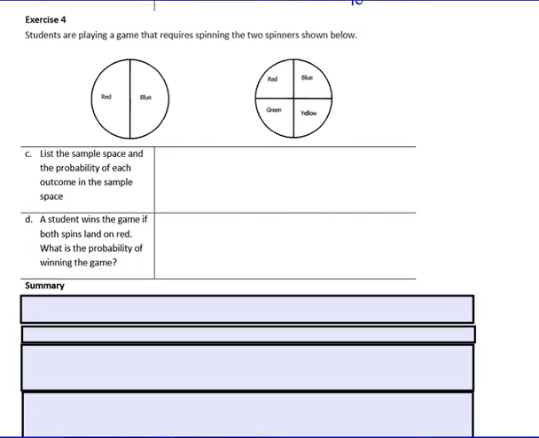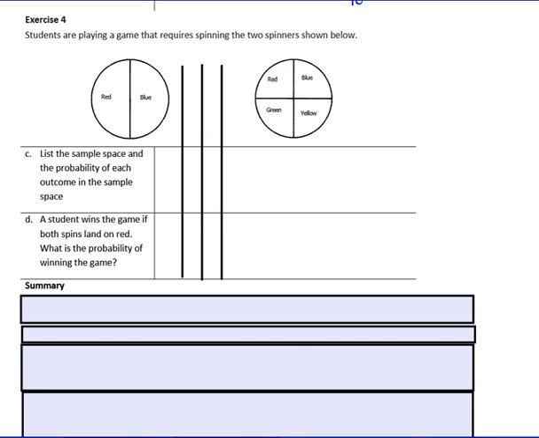Exercise 4. Students are playing a game that requires spinning the 2 spinners shown below. List the sample space and the probability of each outcome in the sample space. A student wins the game if both spins land on red. What is the probability of winning the game? Let's get started with listing the sample space. So I'm going to make 2 columns in order to organize my sample space, and I prefer columns rather than rows for this activity. So you can organize yours how you like.